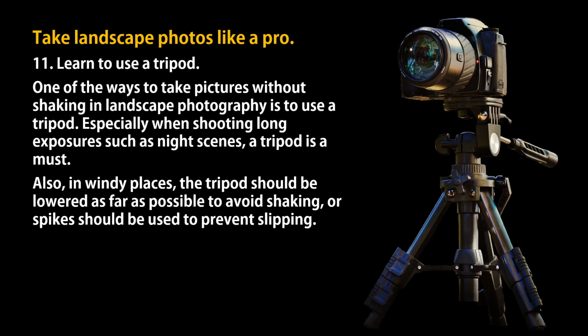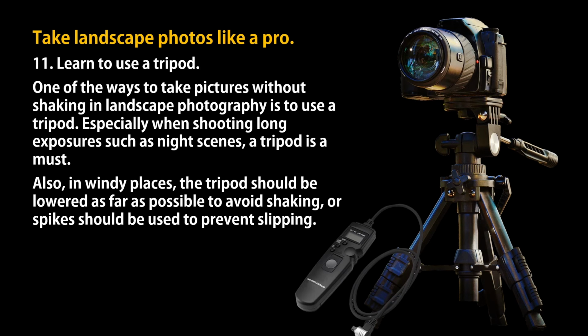11. Learn to use a tripod. One of the ways to take pictures without shaking in landscape photography is to use a tripod. Especially when shooting long exposures such as night scenes, a tripod is a must. Also, in windy places, the tripod should be lowered as far as possible to avoid shaking, or spikes should be used to prevent slipping.